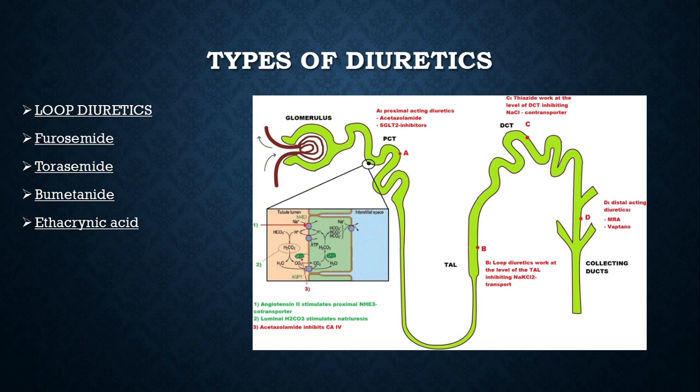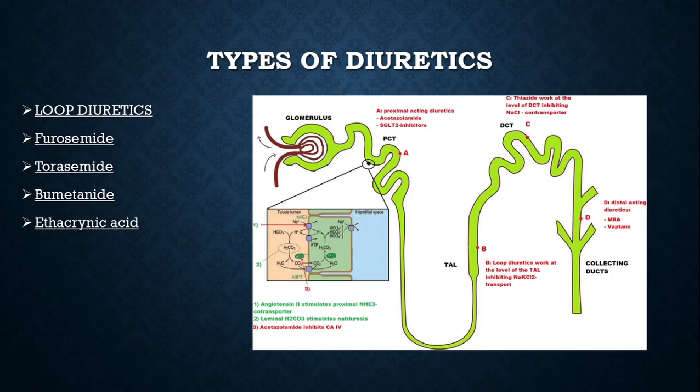So now, I hope that was clear. So moving on, we are going to look at the different types of diuretics, because we have different classes of diuretics which work at different parts of the nephron. So to start with, we are going to look at the loop diuretics.